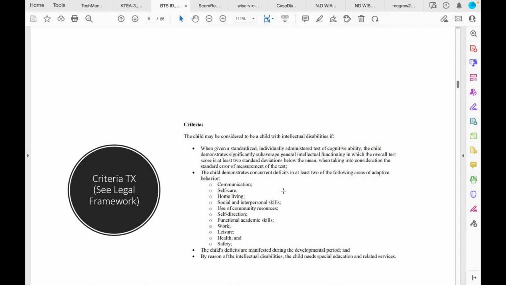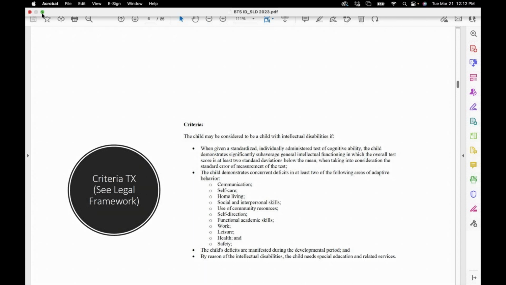But here's the criteria. A child may be considered a child with ID when, given a standardized, individually administered test of cognitive ability, the student demonstrates significantly sub-average general intellectual functioning, in which the overall test score is at least 2 standard deviations below the mean when taking into consideration the SEM, or the standard error of measurement of the test.